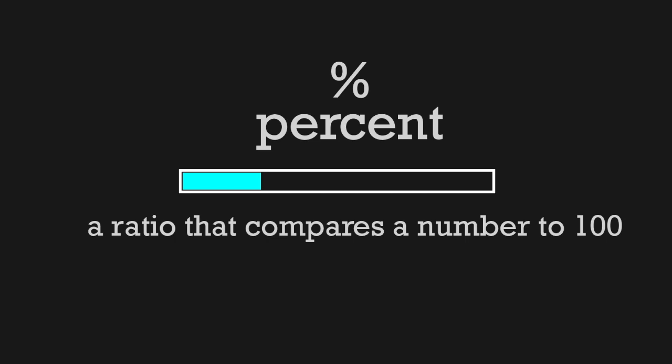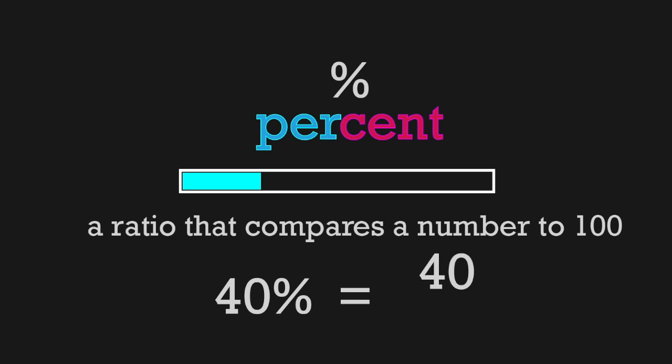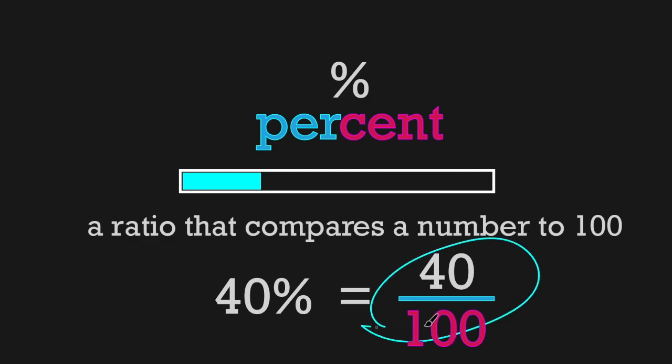If you want to remember what a percent means, you can find the meaning in the word itself. Per cent, por ciento, for every 100. For example, if we have 40%, that means that we have 40 per cent. The ratio of a number to 100, that is exactly our definition of percent.